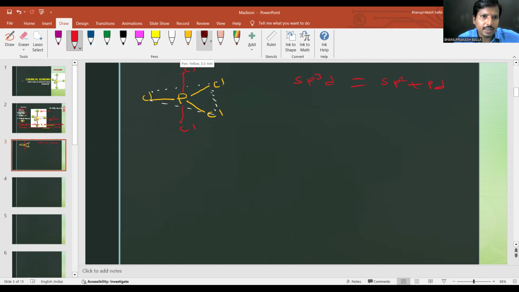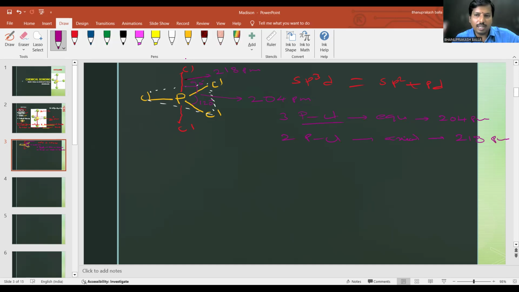One more point of discussion: this bond between phosphorus and chlorine, the axial bond length, is approximately 218 picometer. But the phosphorus and chlorine equatorial bond length is approximately 204 picometer. And this angle is 120 degrees. The perpendicular one has a 90 degree bond angle. When compared by bond length, there are 3 equatorial PCl bonds with length 204 picometer, and the remaining 2 PCl bonds are axial bonds with 218 picometer.